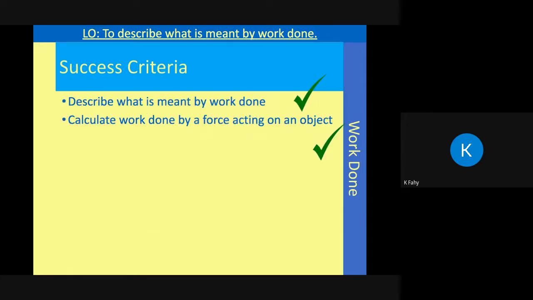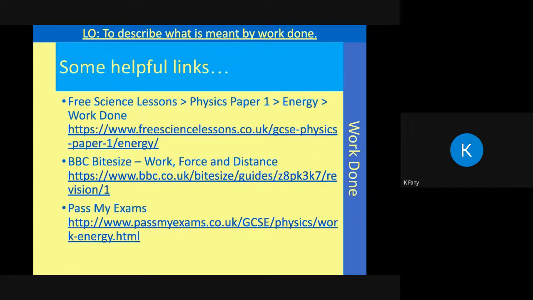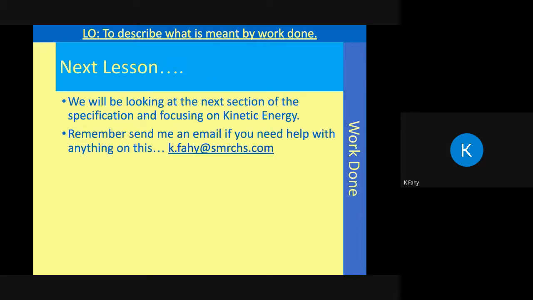Okay, so now you should be able to calculate work done by a force acting on an object. And again, here are some useful links to help you that will have more questions on them. You've got Free Science Lessons, BBC Bitesize and Pass My Exams, all really good resources with loads of links for you to use. Next lesson, we're going to start looking at each of the individual energy types. The first one will be kinetic energy.